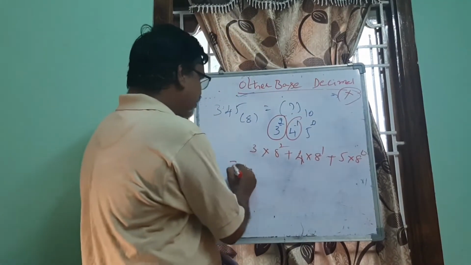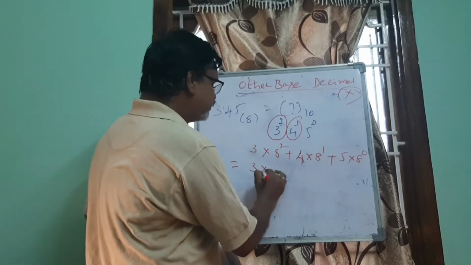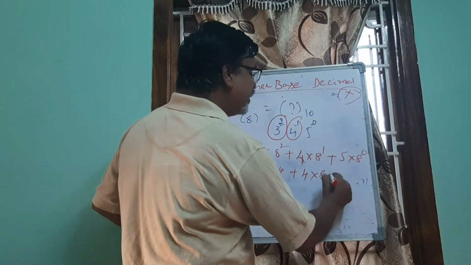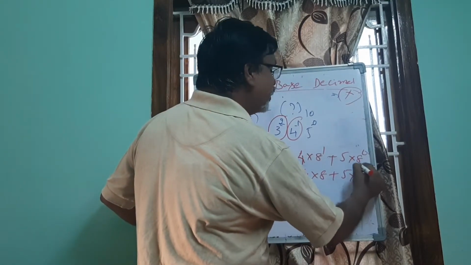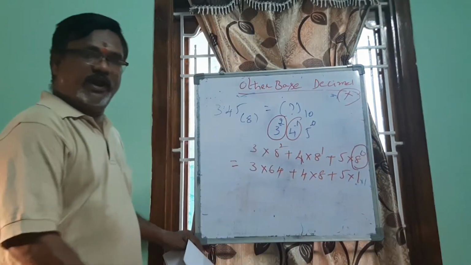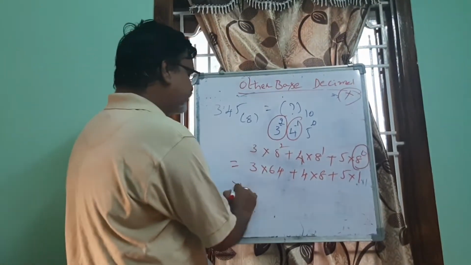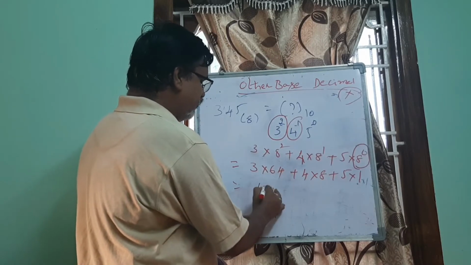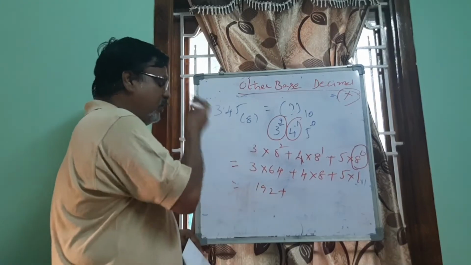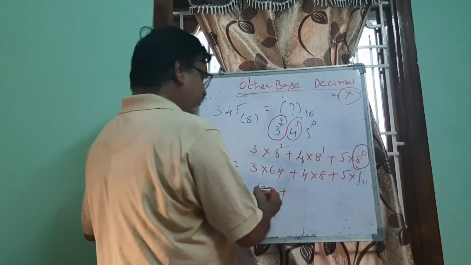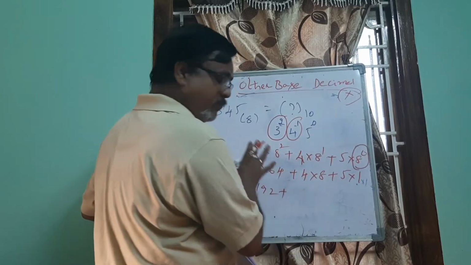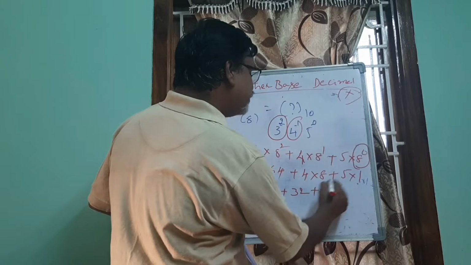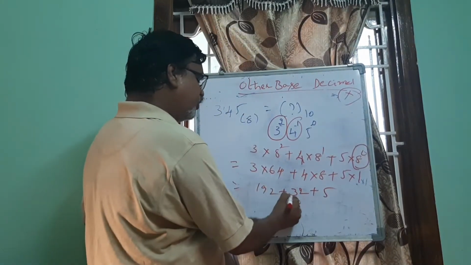Now it is equal to 3 into 64 plus 4 into 8 plus 5 into 1. 8 power 0 is nothing but 1. Anything power 0 is equal to 1. So this is 3 into 64 is 192, plus 32 plus 5. I think the calculation may be right. If not right, you can correct it. Here our main goal is the procedure, not the calculation. So 192 plus 32 plus 5.